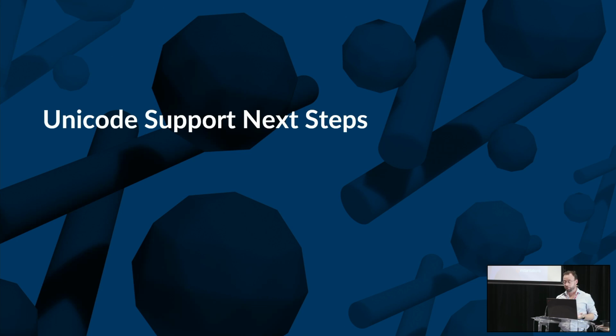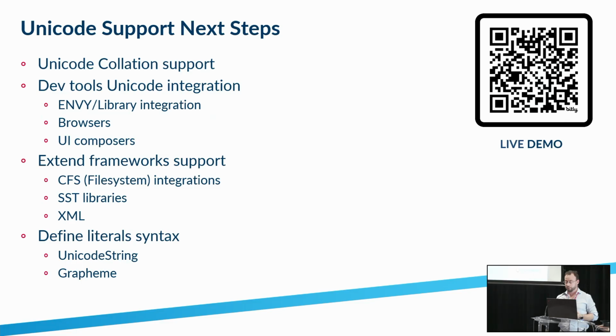So the story doesn't end here, of course. Okay, this QR code, I don't know if it's going to work, but let's just leave it there just in case. We have a lot of things in our roadmap when it comes to Unicode support. Collation is another huge chapter, because sorting or collating is not the same. It's based on the locale, so it's not a property of the grapheme or the character itself. It's something else that you have to adhere to.